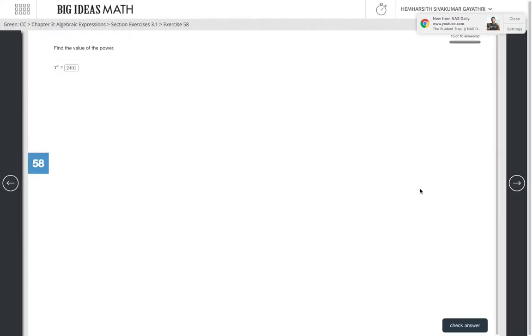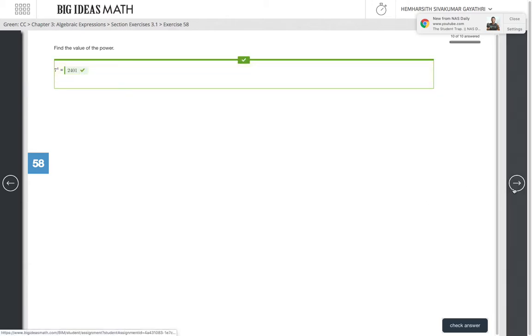In this one, 7 times 7 times 7 times 7 is 7 to the power of 4. So when it's 7 to the power of 4, 7 times 7 is 49. 49 times 7 is 343. 343 times 7 is 2401. So let's check answer, and I got it correct.